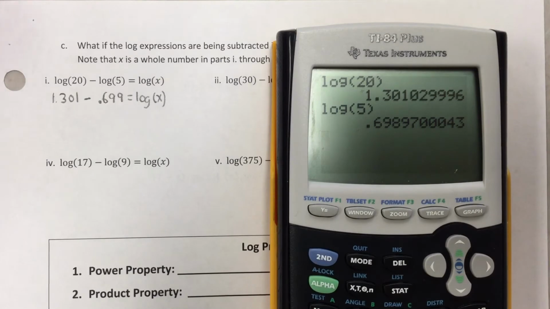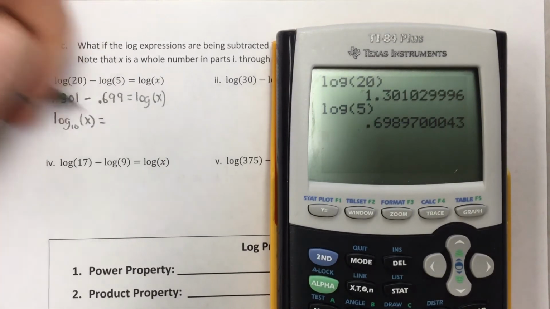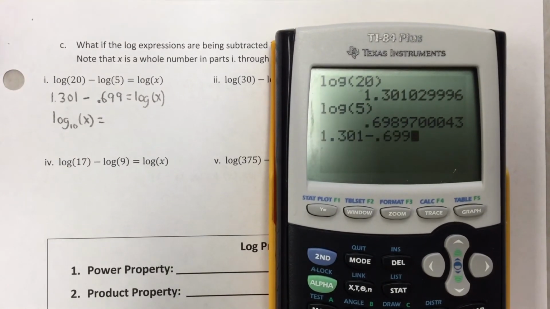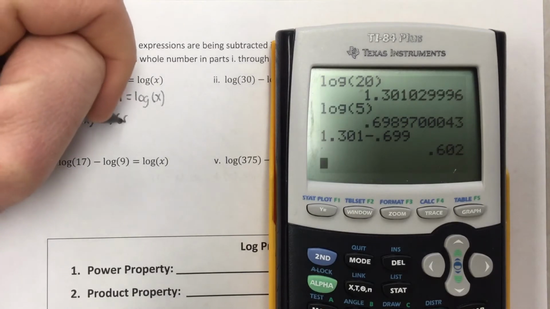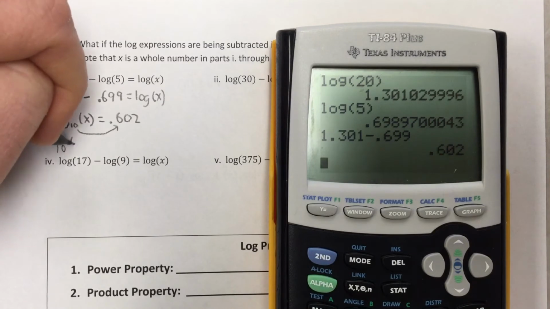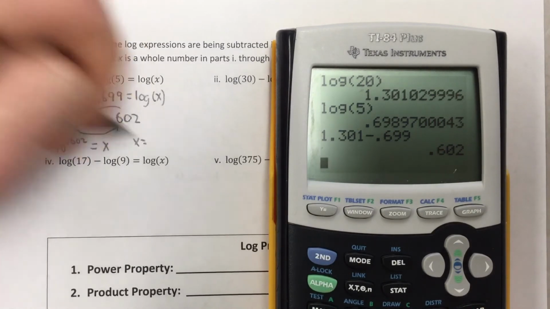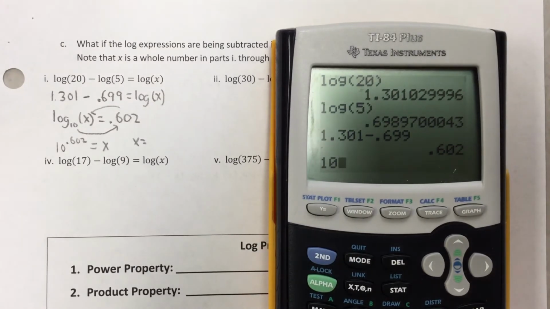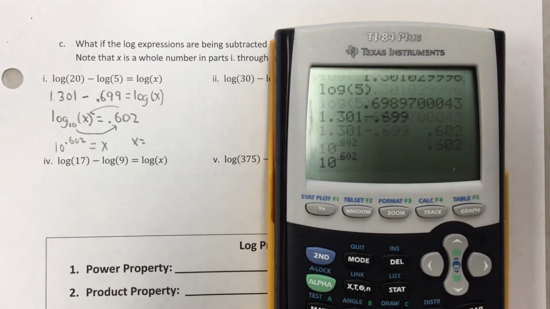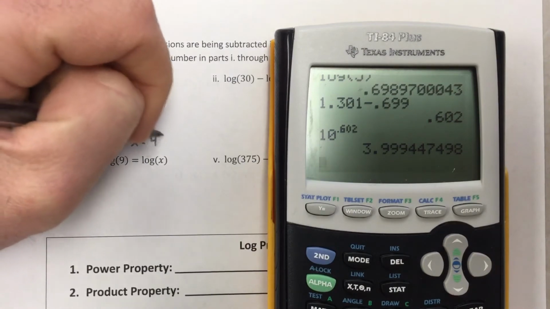So again, it'd be log base 10 of x equals, I'm going to subtract 1.301 minus 0.699. I get 0.602. So when I convert that, 10 to the 0.602 equals x, or x is equal to 3.99. Again, we're rounding to the nearest whole number, 4.